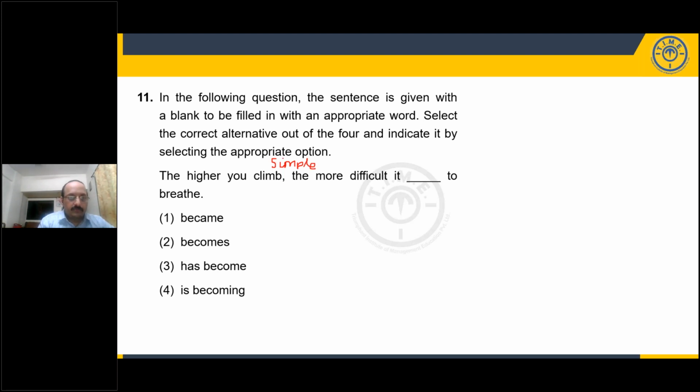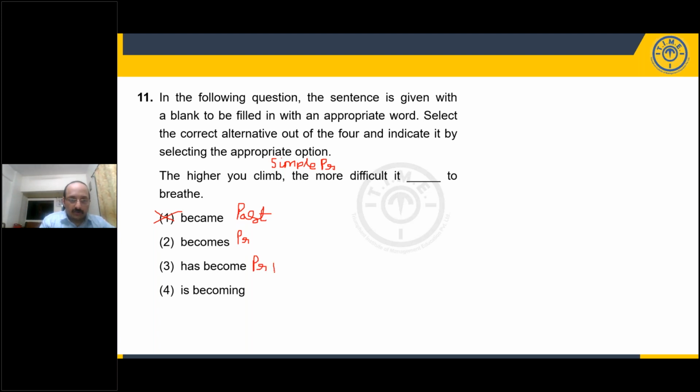So the higher you climb, the more difficult it became to breathe. But the problem with became is ideally in the past tense. I became the king of my country in the year something like that. So became being in the past tense, it becomes incorrect. Becomes is in present tense. So can I use it? Yes, simple present. Has become is present perfect. But I need simple present.